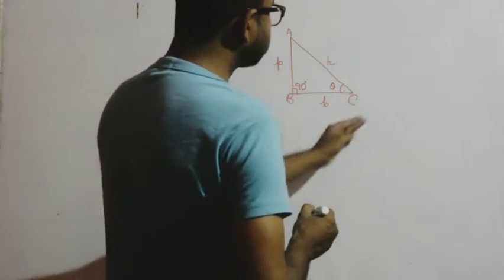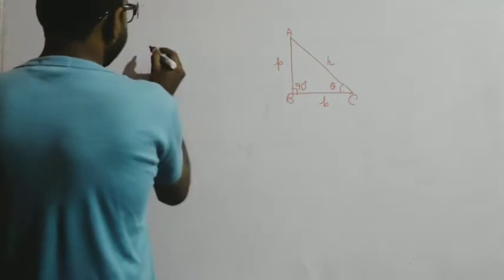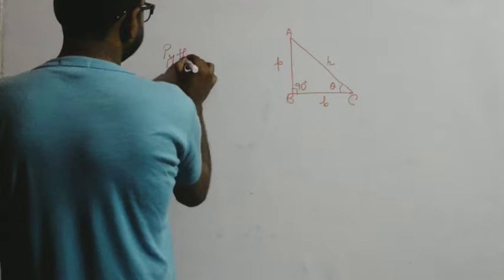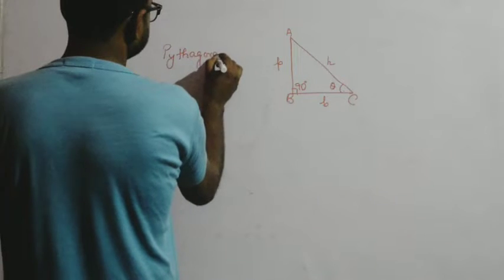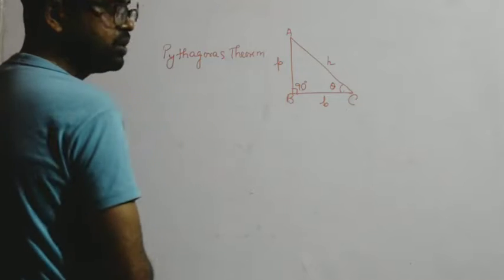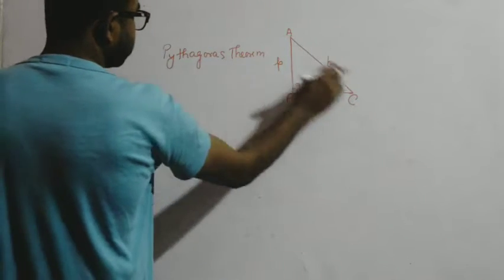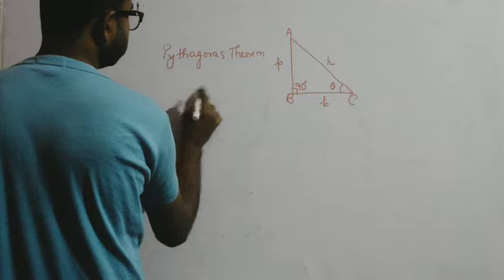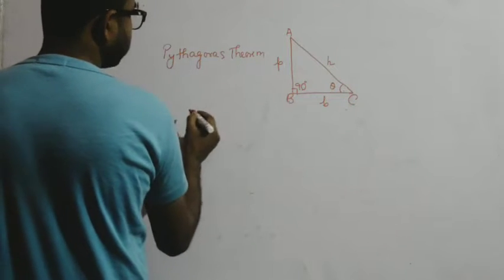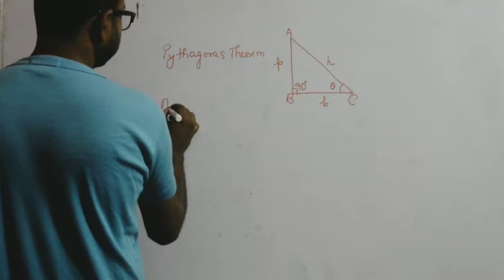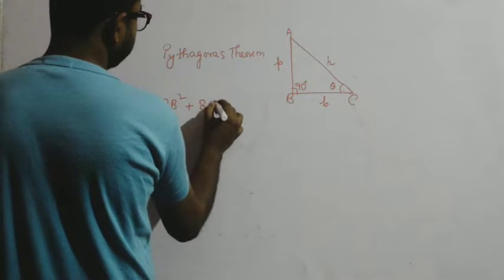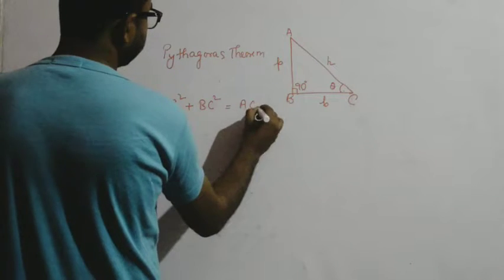Now see, in this right triangle, if we apply the Pythagoras theorem, then what will we get? AC square is equal to AB square plus BC square. As the theorem says, the square of the hypotenuse is equal to the sum of the squares of the other two sides. So you will get AB square plus BC square is equal to AC square.